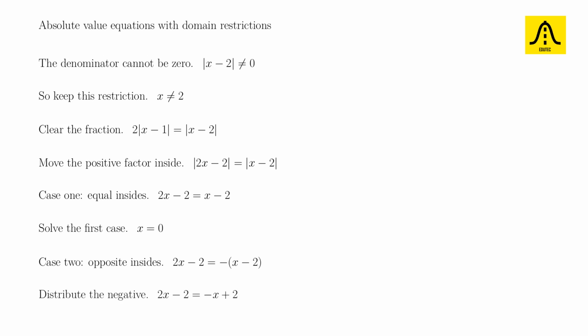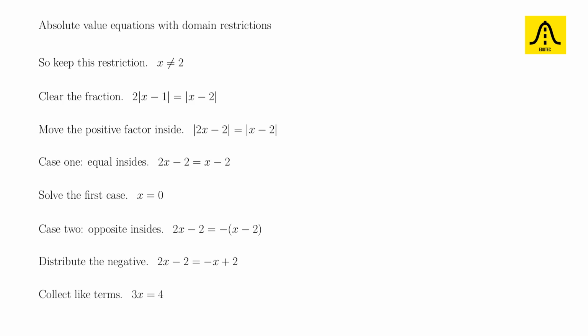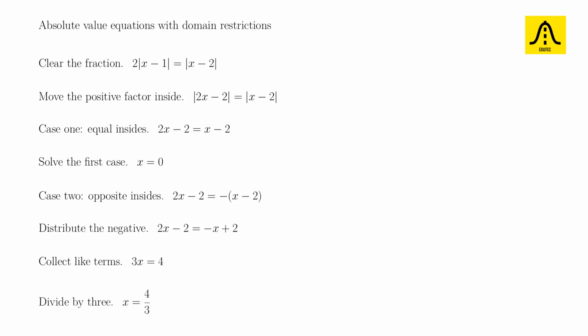Now distribute the negative sign across the parentheses. Add x to both sides and add 2 to both sides. Dividing by 3 gives the second candidate.